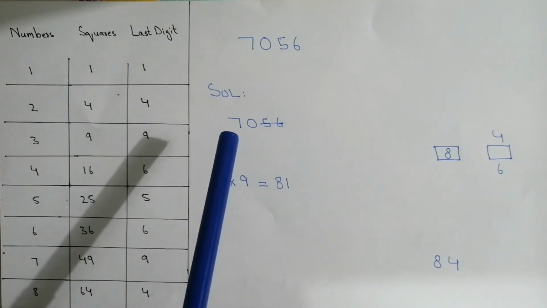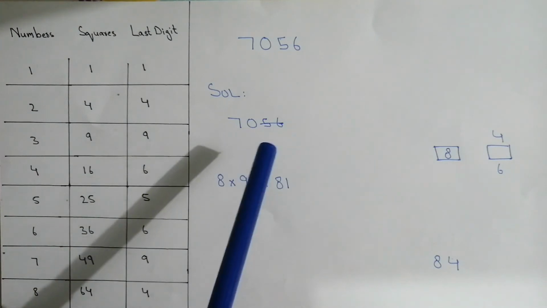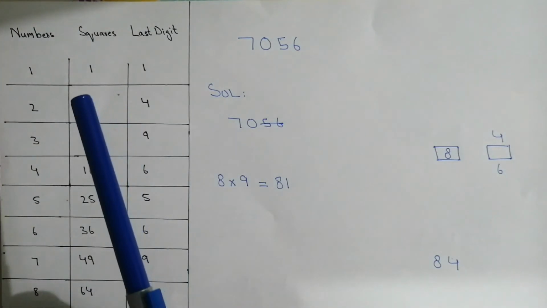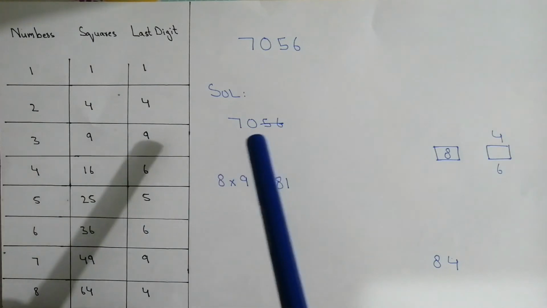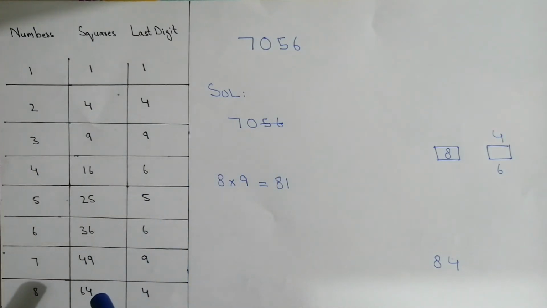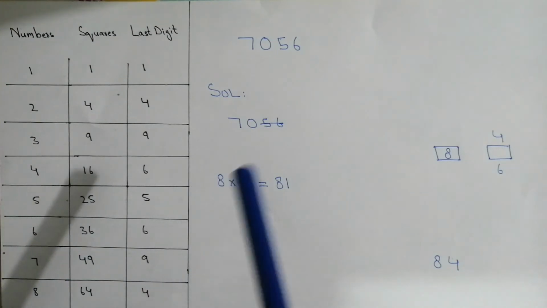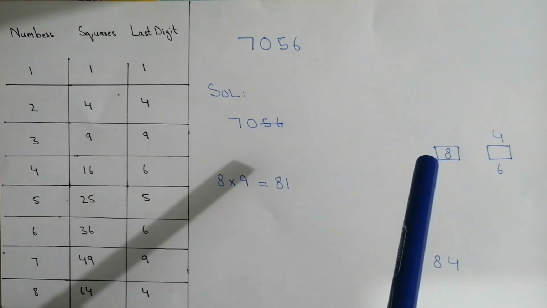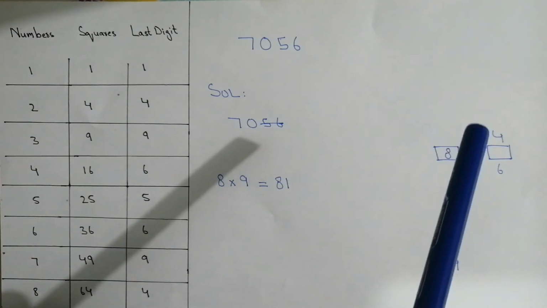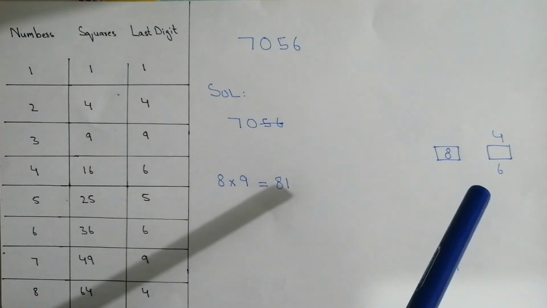Then we will search for the number just below 70 in the column of squares. We know that the number just below 70 is 64. So 64 comes under the number 8. So the first digit of our answer is 8, but the second digit is either 4 or 6.